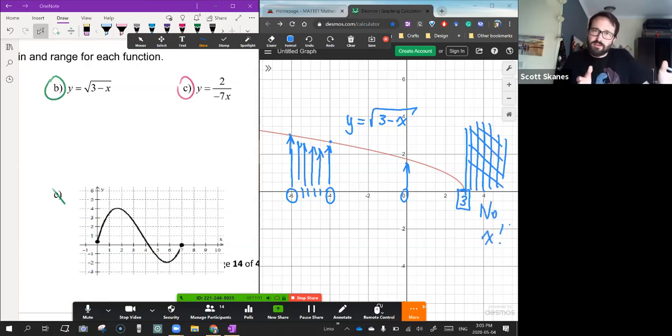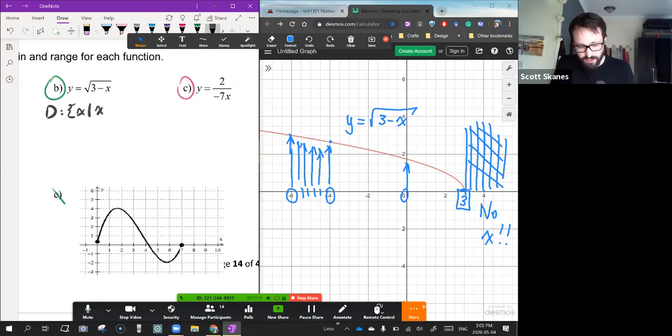If there's no x values, it means that they don't exist in the domain because the domain is all possible inputs. So what I would write for this, and I'll just write it over to the side here. The domain is the set of all x values such that x must be less than or equal to 3, and x is part of the real numbers. There are ways to do that by hand, which I'll show you after I finish. But for now, let me talk about the range.